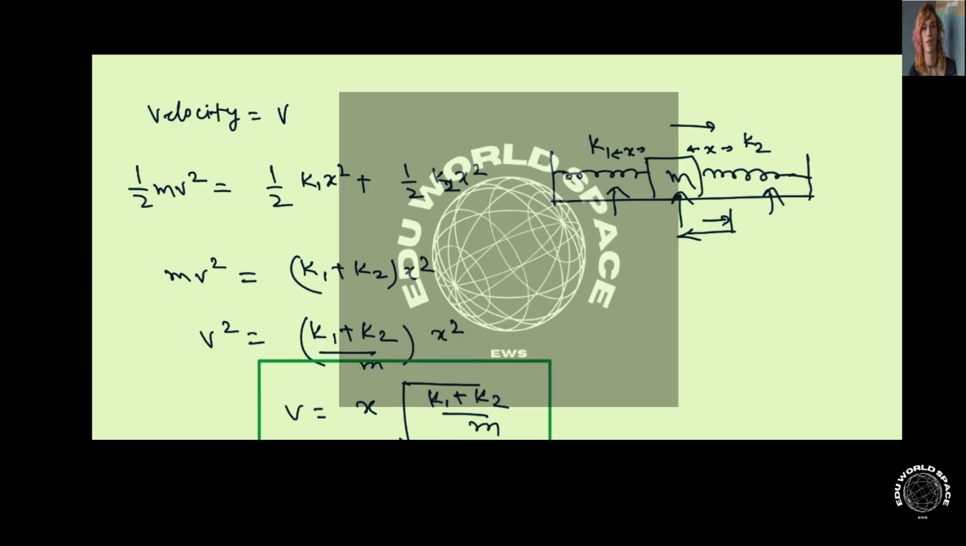If k1 and k2 are equal, then it will be x times the square root of 2k by m. This will be the final answer of this question.